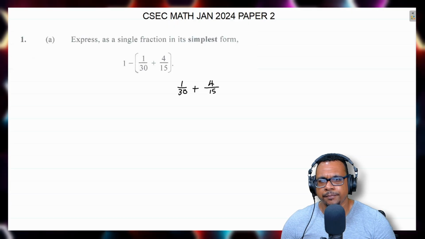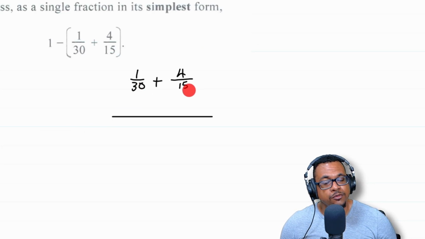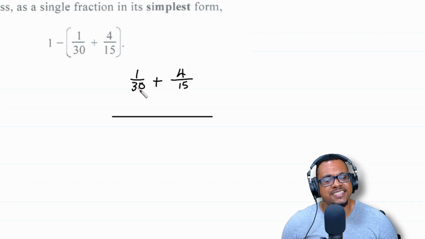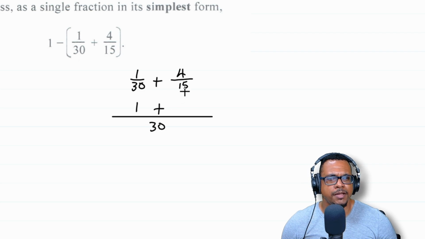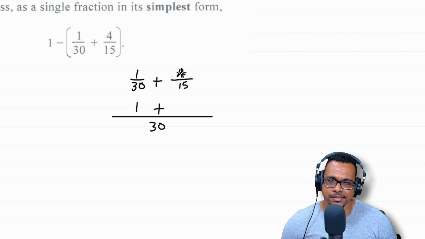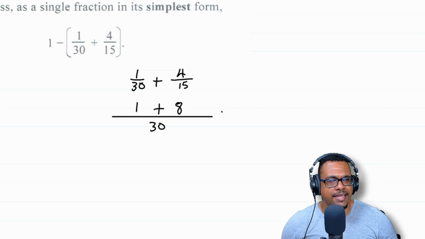We'll need to find the LCM. So the LCM between 30 and 15, well, we know 15 could go into 30 two times, and well, 30 could go into 30 once, so the LCM will just be 30. So I put 30 here, then 30 into 30 is 1, 1 multiplied by the numerator, which is 1, you get back 1, plus 15 into 30 is 2, so you take that 2 and multiply by the numerator, which is 4, so 2 by 4 is 8. So we have 8 here. So now we add the 1 and the 8, and we get 9. So we have 9 over 30.